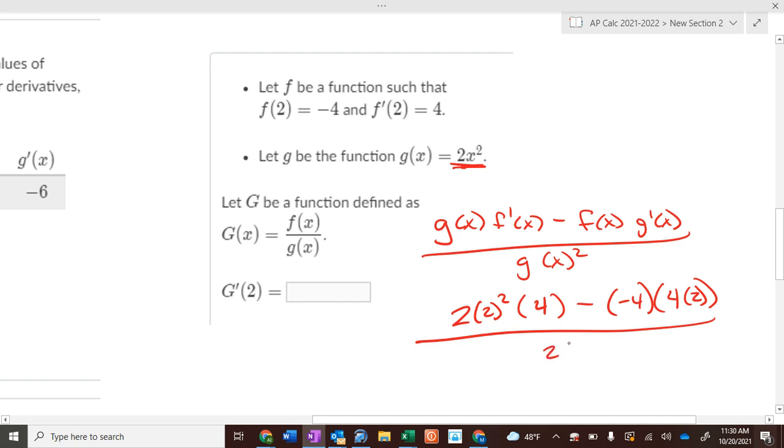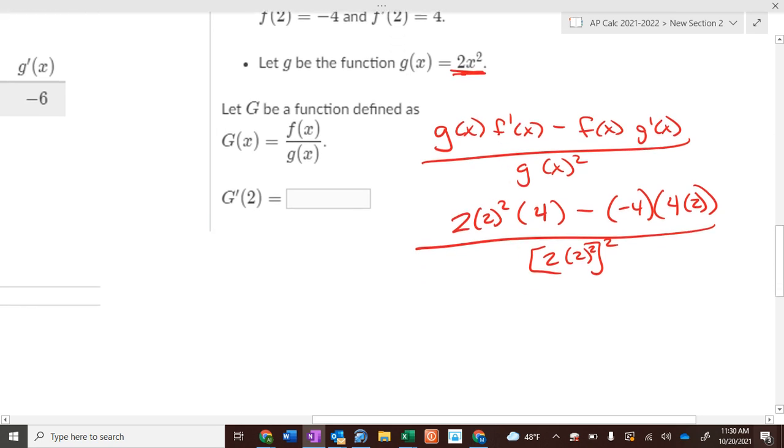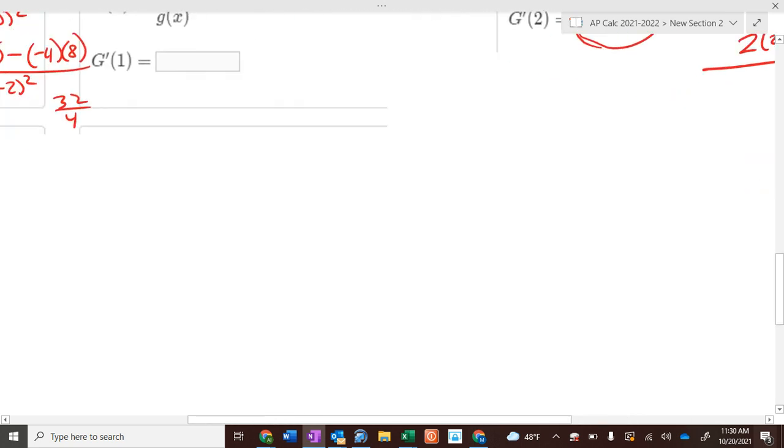So it's 2 squared, squared. So what's 2 squared? 4 times 2 is? 8. Times 4 is? 32. Minus negative 4 times 4 is 16 times 2 is 32. So minus a negative 32 over 2 squared is 4 times 2 is 8. 8 squared is 64. So we get 1. You did.